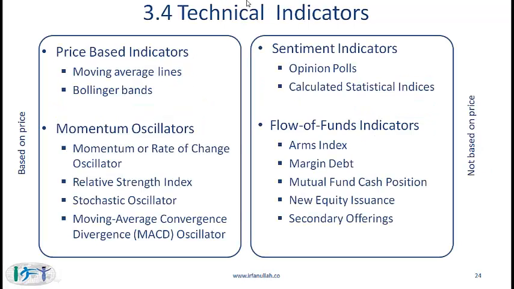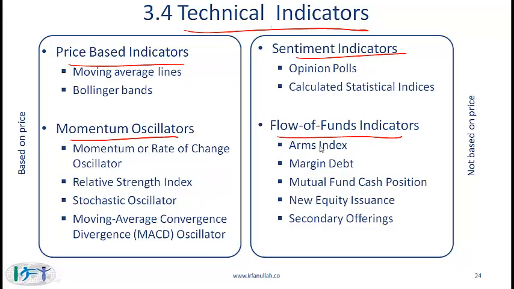Moving now to technical indicators. There are four categories of technical indicators that we'll talk about: price-based, momentum oscillators, sentiment indicators, flow of fund indicators. Now, even though we have two separate categories here, price-based and momentum, both of these kinds of indicators are created based on price. It's only that momentum oscillators are a little more sophisticated than price-based indicators.